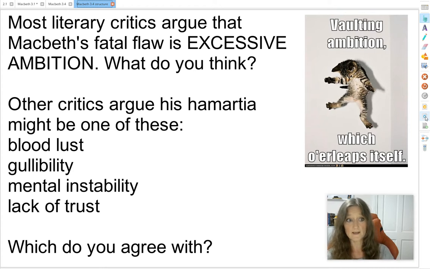And if you're writing an essay about Macbeth, you'd probably want to start with the idea that it is ambition, excessive ambition, trying to fulfil his ambition too quickly that causes his fall.